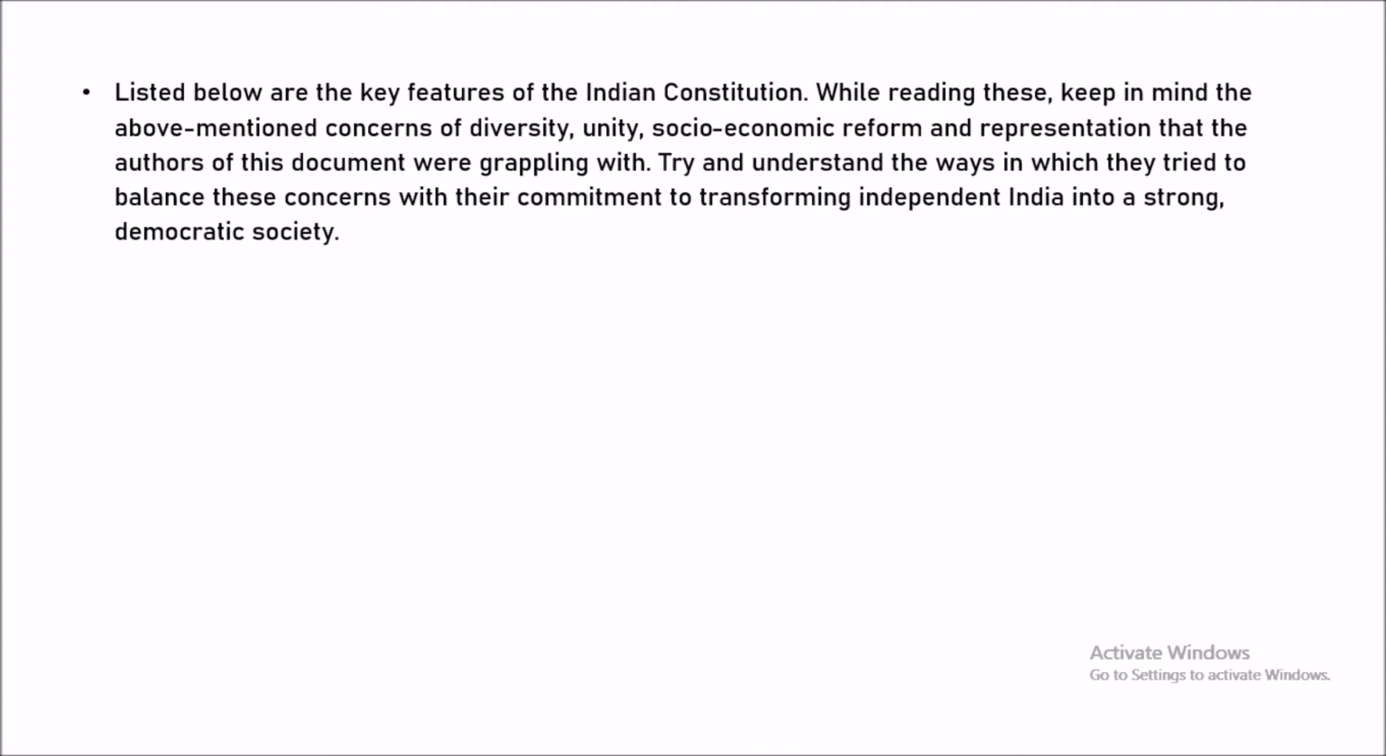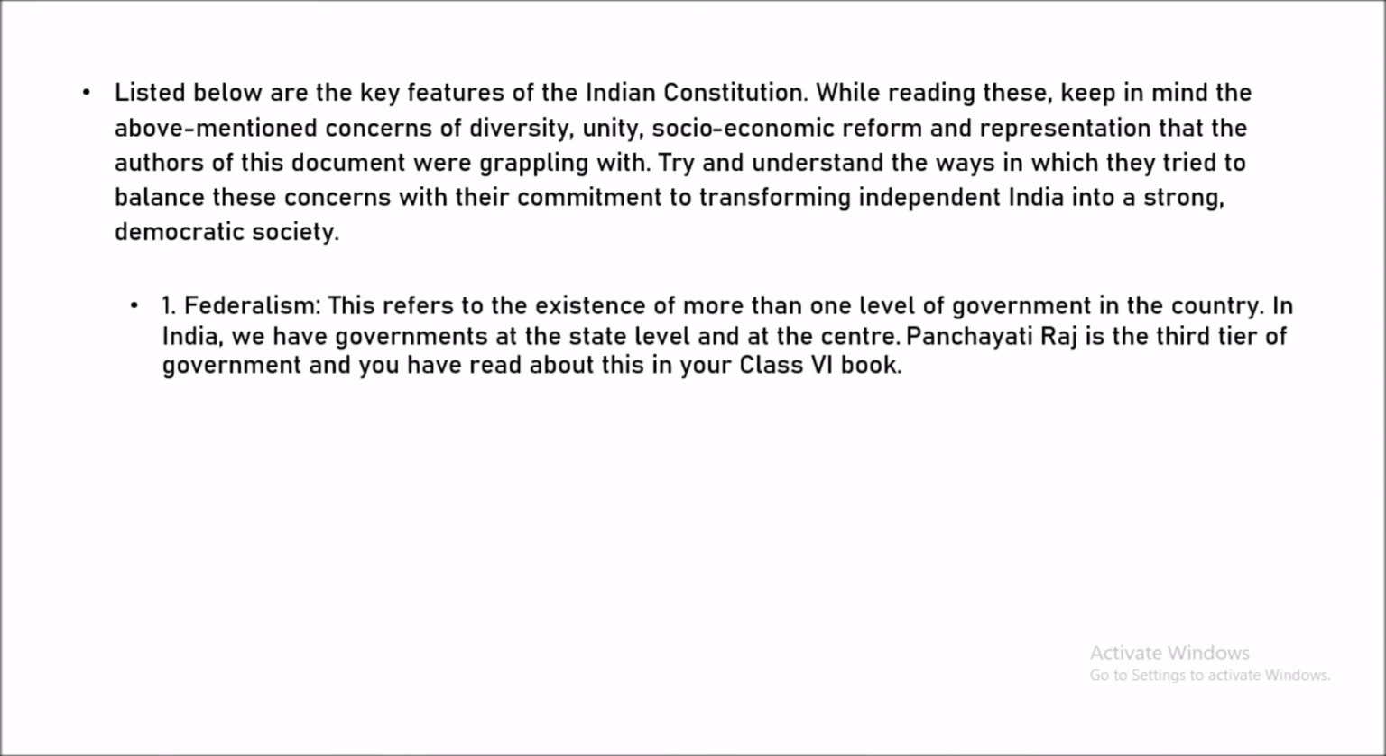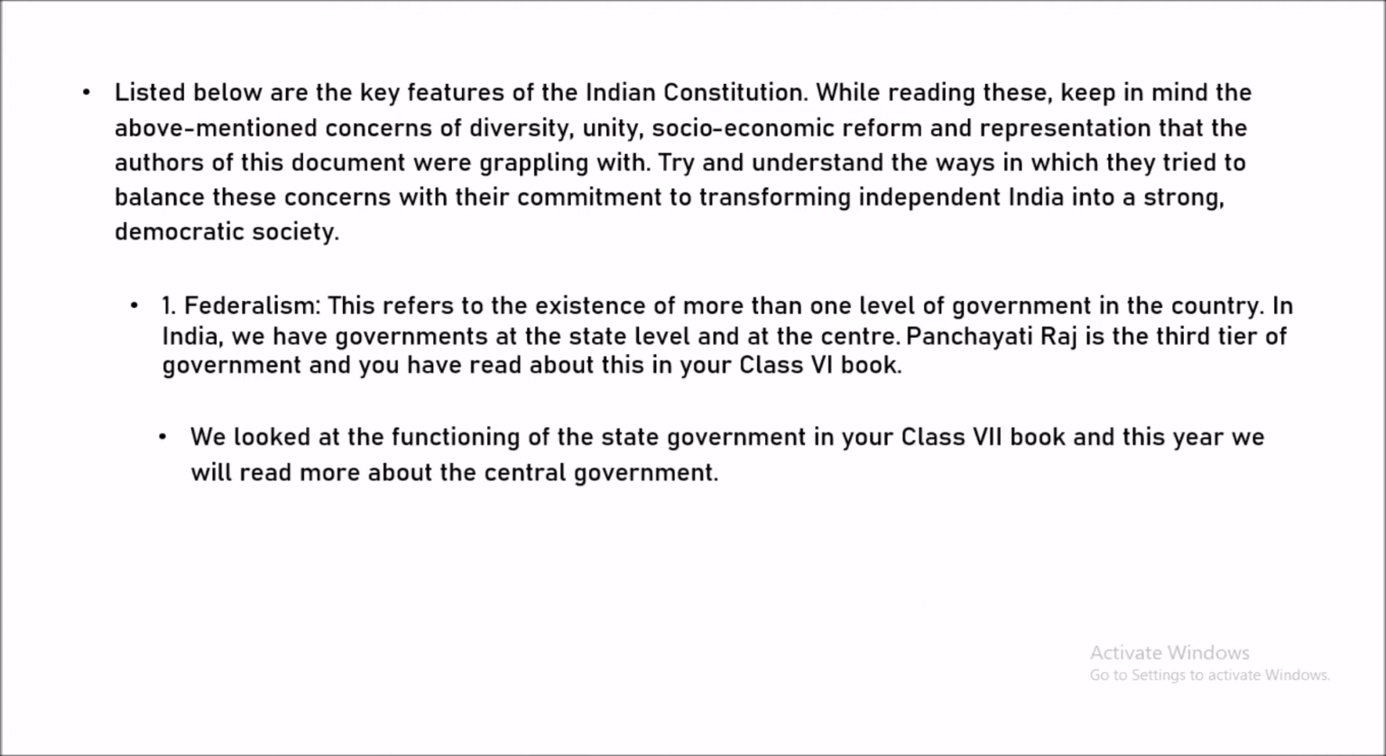Federalism refers to the existence of more than one level of government in our country. In India, we have government at the state level and at the central level. We also have Panchayati Raj as the third tier of government, and you have read about this in your class 6. We looked at the functioning of the state government in your class 7, and this year we will read more about the central government and its organization.